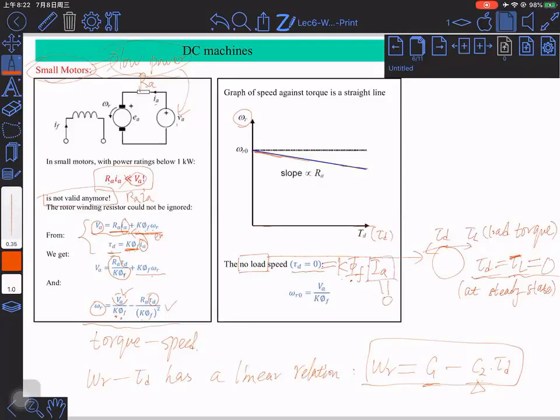This armature current. So we have the no load speed, which is equivalent to just this part. If you look at the equation here, the no load speed is equivalent to the first term, because the second term is multiplied by tau d, which is 0 in no load condition. And we also analyzed that in no load condition, the armature current equals 0. Okay, as we analyzed, this is the no load speed.